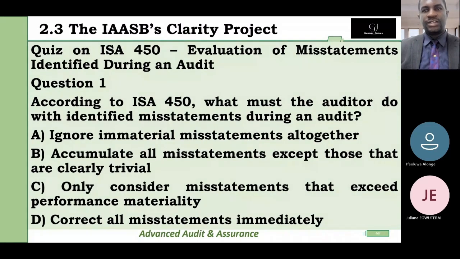Okay, so let's look at our quiz quickly. According to ISA 450, what must the auditor do with identified misstatements during an audit? A, ignore immaterial misstatements altogether. B, accumulate all misstatements except those that are clearly trivial. C, only consider misstatements that exceed performance materiality. D, correct all material misstatements. E, correct all misstatements immediately.